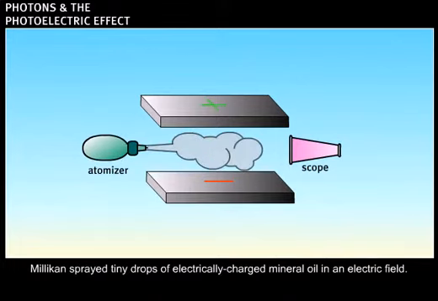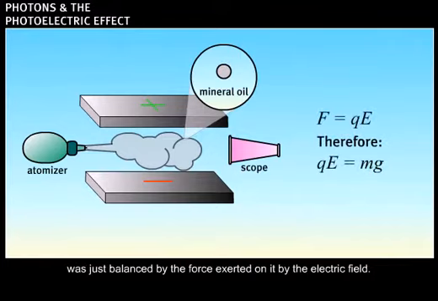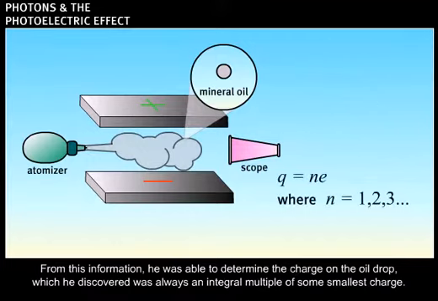Millikan sprayed tiny drops of electrically charged mineral oil in an electric field. He then adjusted the electric field such that the force from gravity on a drop was just balanced by the force exerted on it by the electric field. From this information, he was able to determine the charge on the oil drop, which he discovered was always an integral multiple of some smallest charge.